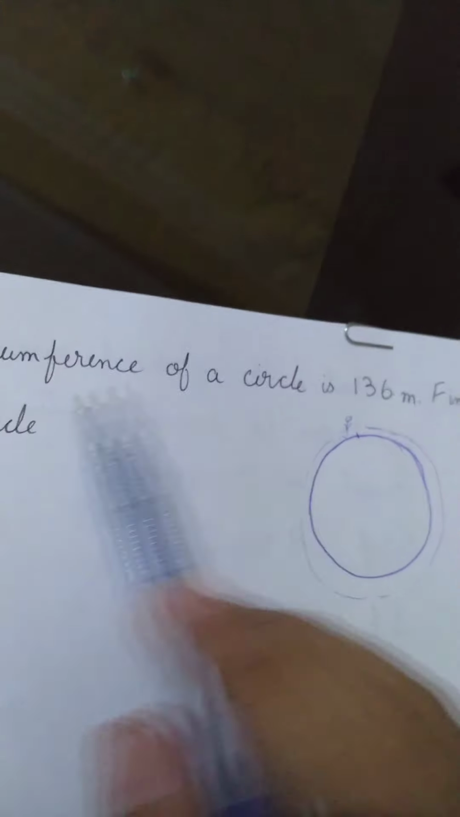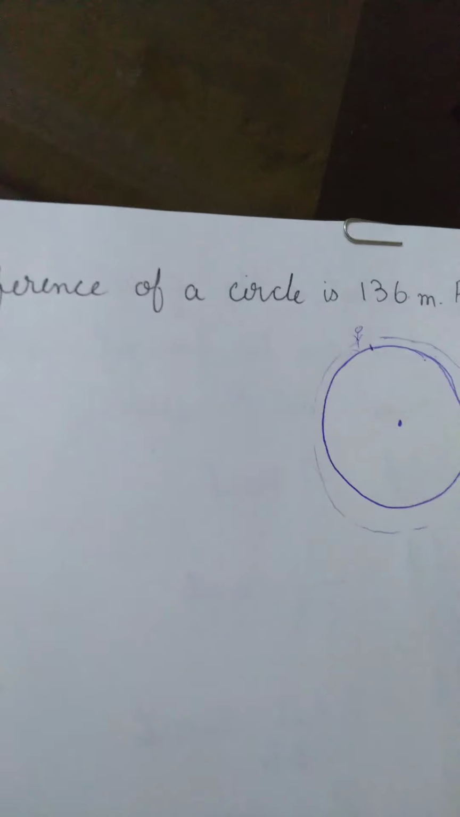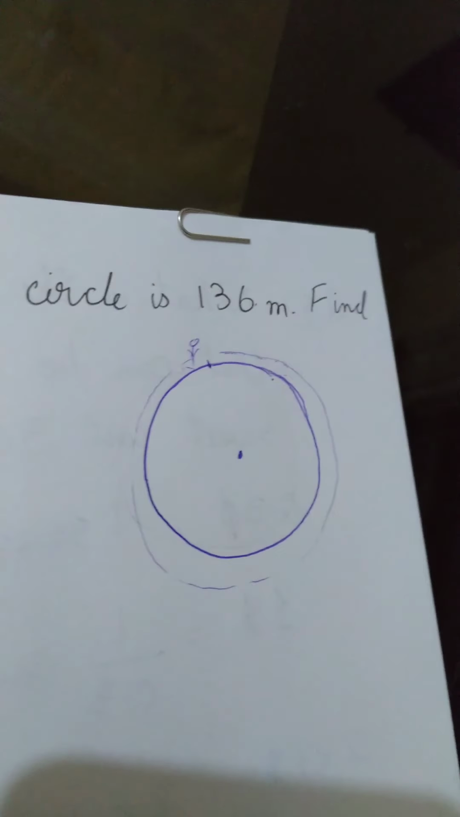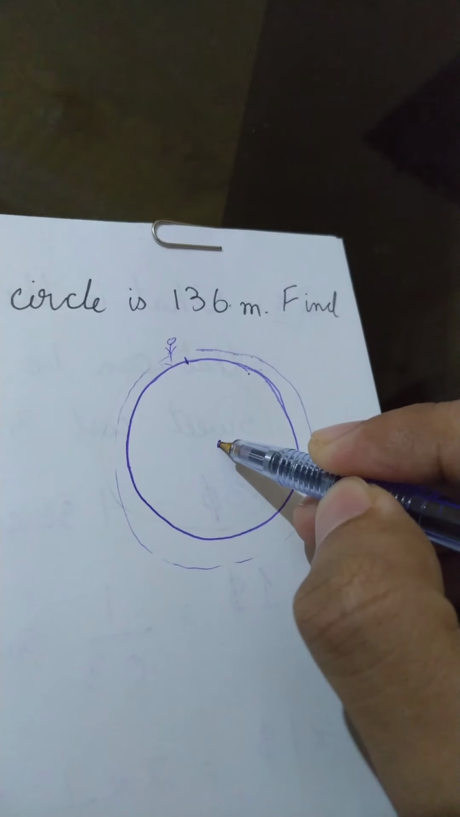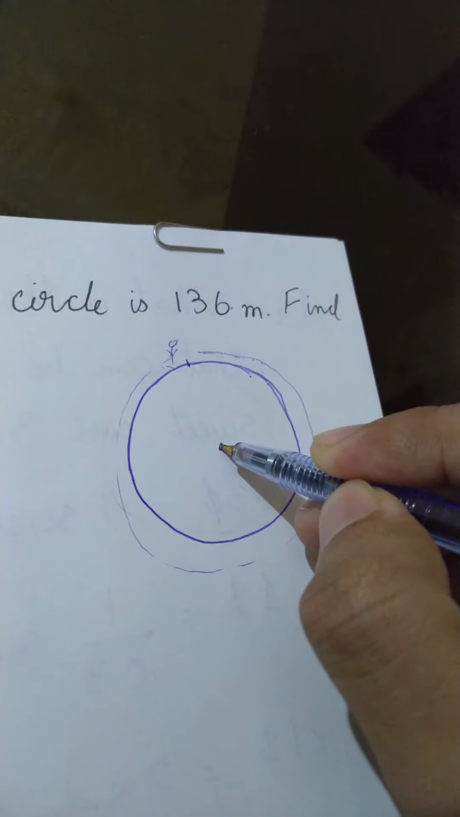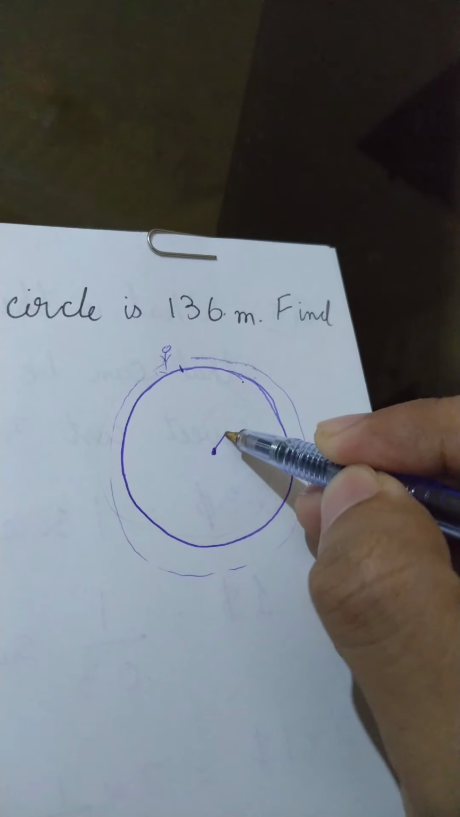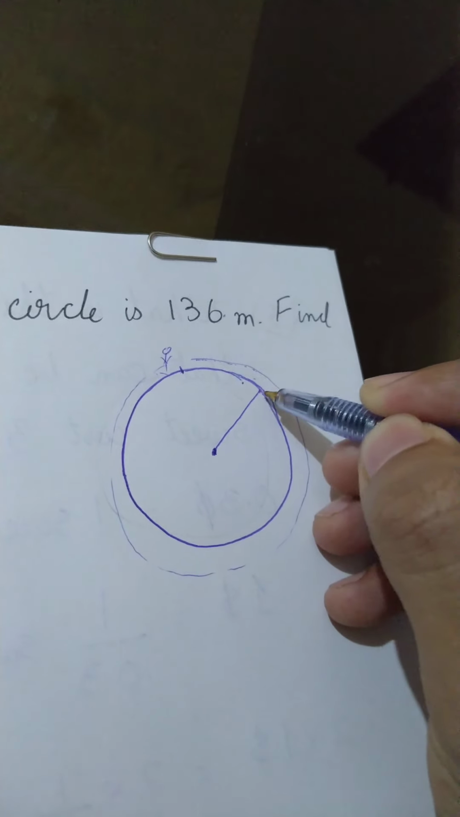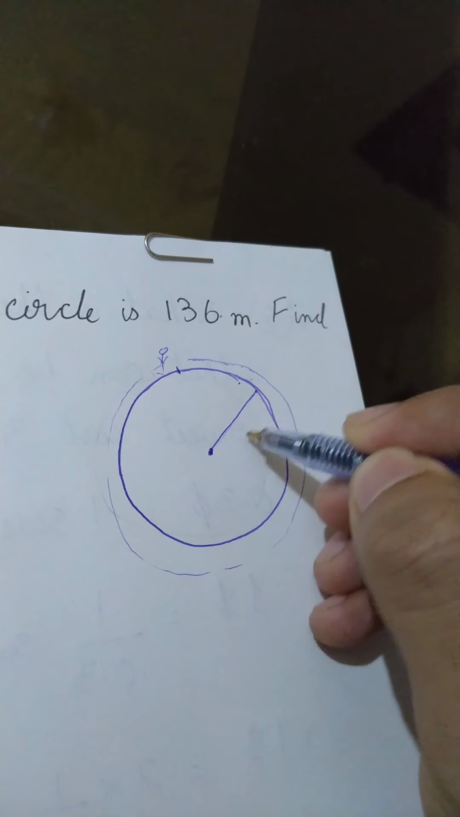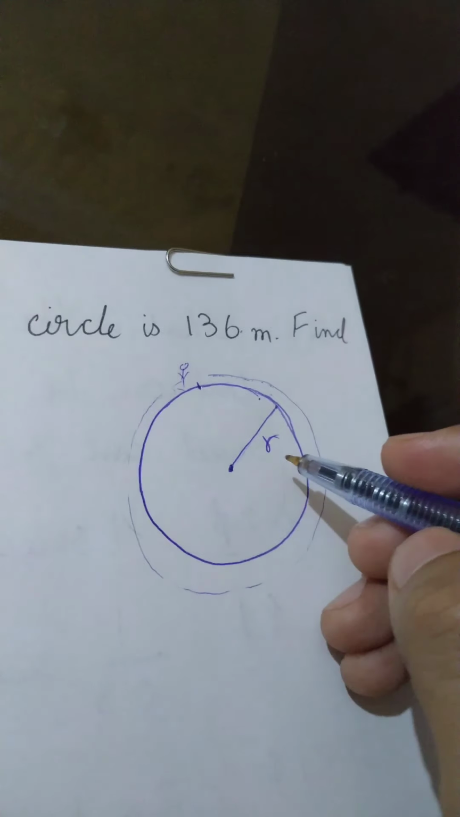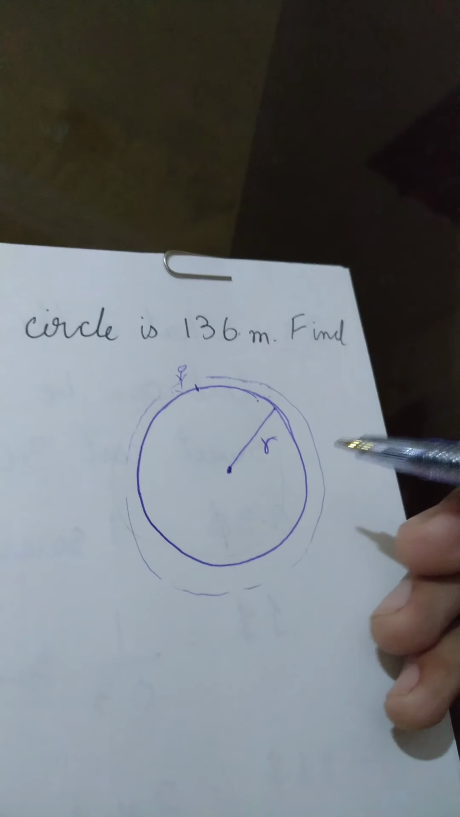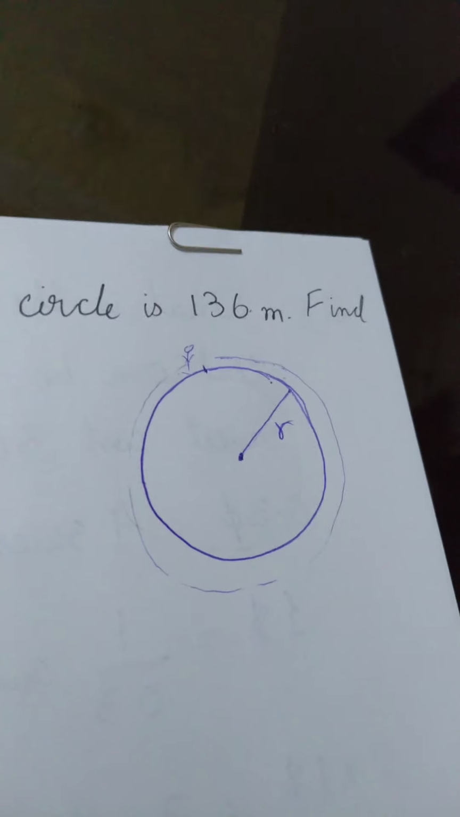So now it's clear, the circumference of the circle is 136 meters. Find the radius. Okay, what is radius? From the center point of the circle, the radius is the straight line from the center to the outer edge of the circle. If I make a straight line towards the outer edge of the circle, this is my radius, written with a small r.